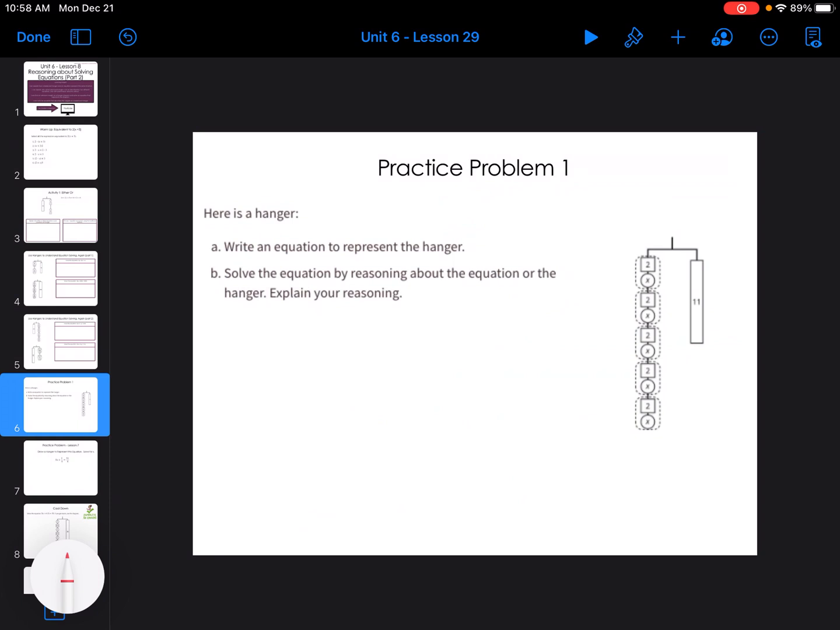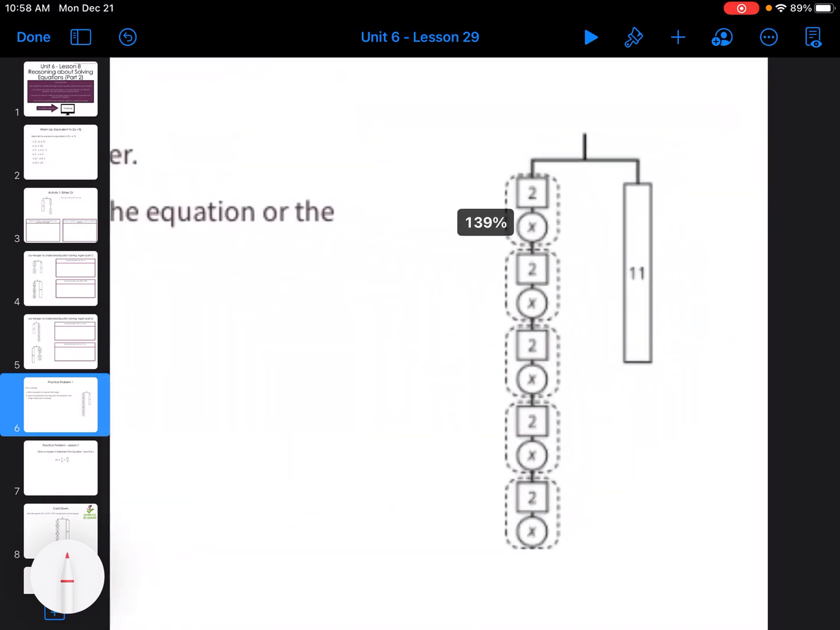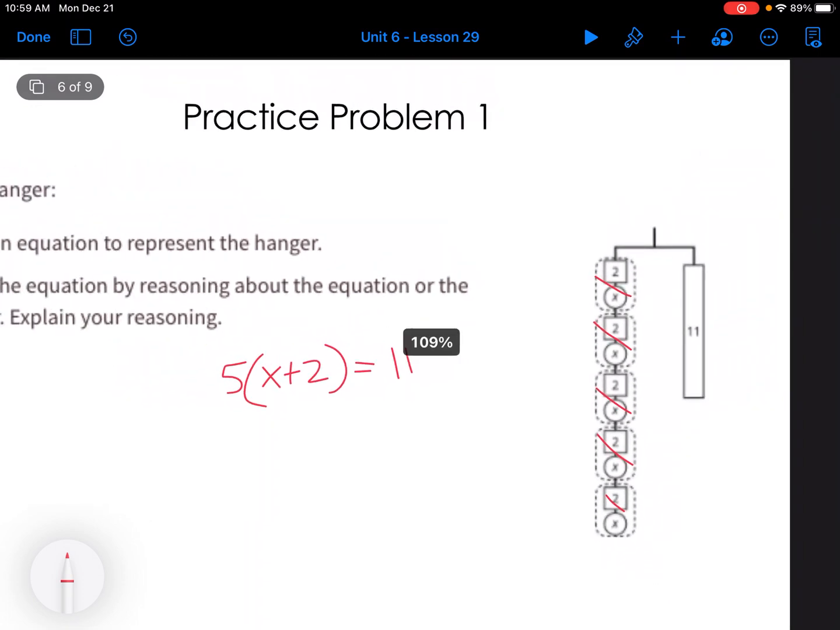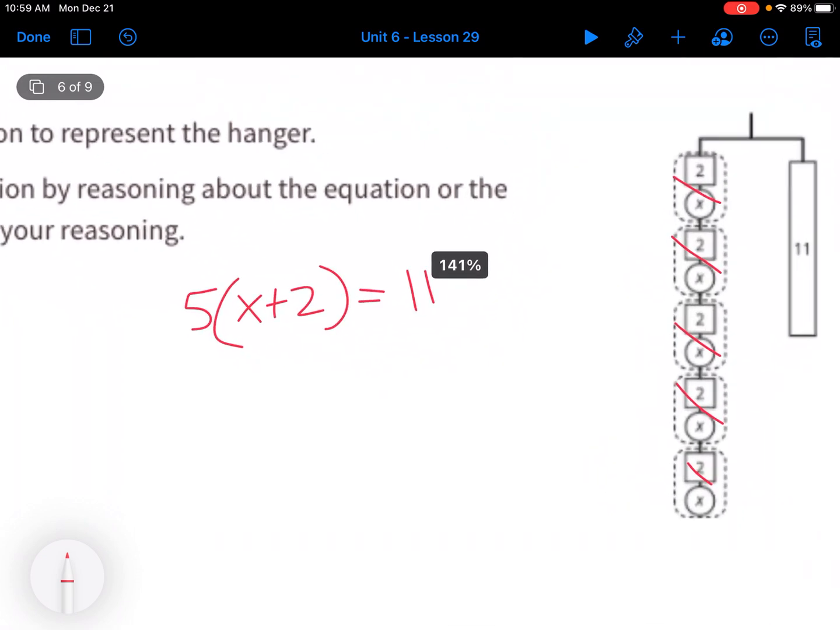All right, so now I've got practice problem 1. They want us to write the equation this time. So I have 1, 2, 3, 4, 5. I have 5 groups of x plus 2, and that's going to be equal to 11. Then they want us to solve the equation.